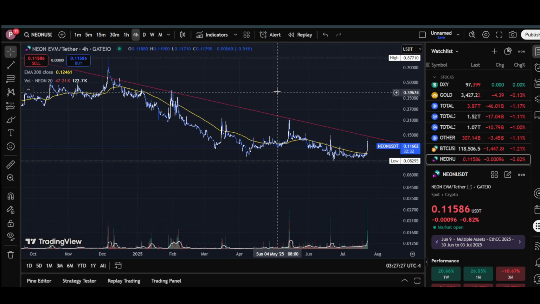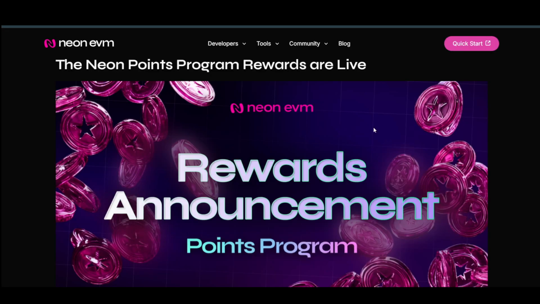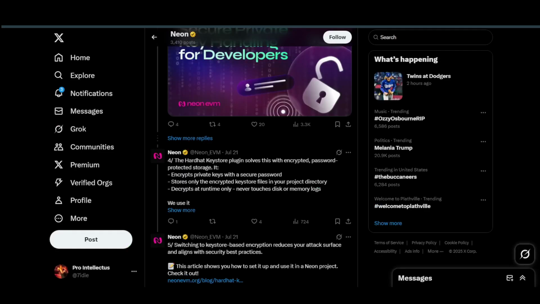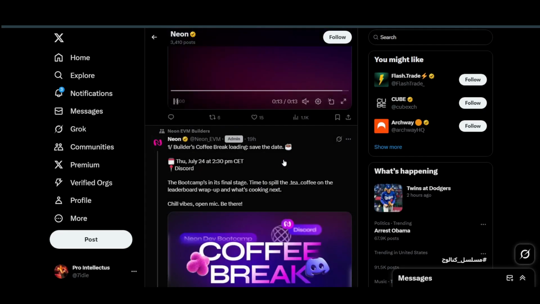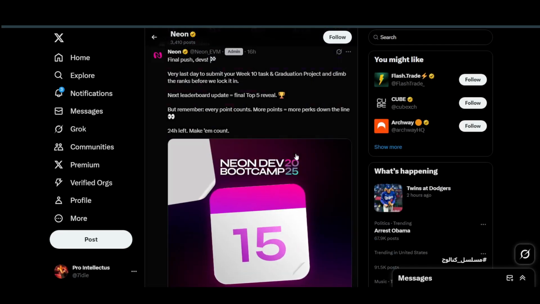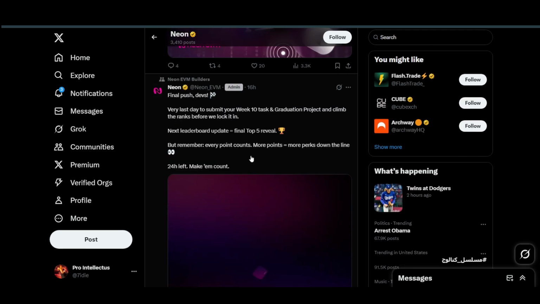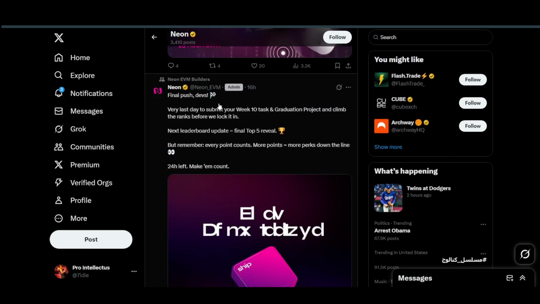So as of now, I would say the demand driver is most likely their point program, and they also had a bootcamp, so that could also be, I would say, a pretty good one, as you can see here. So that could also push it even higher, their bootcamp. Let's see what happens.